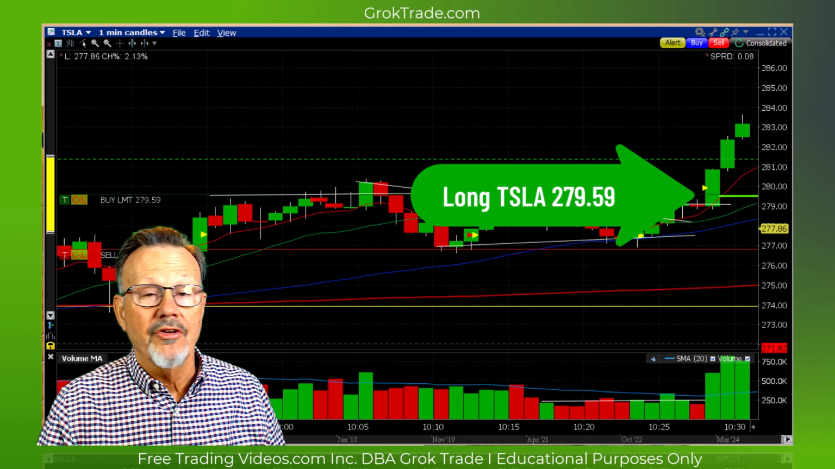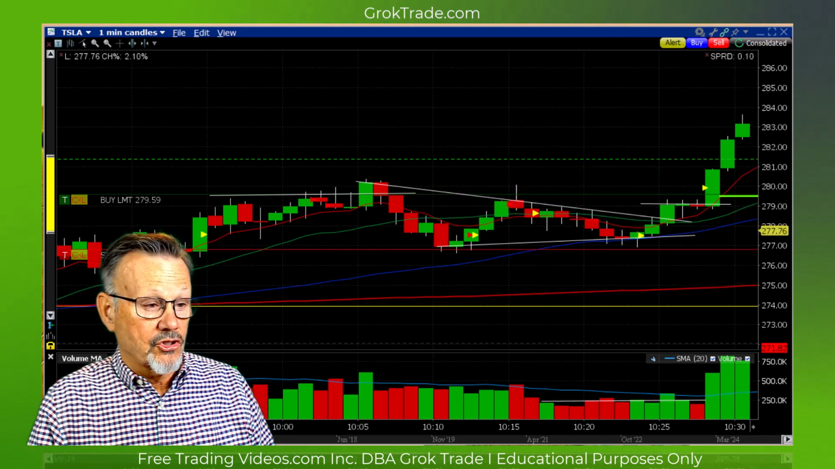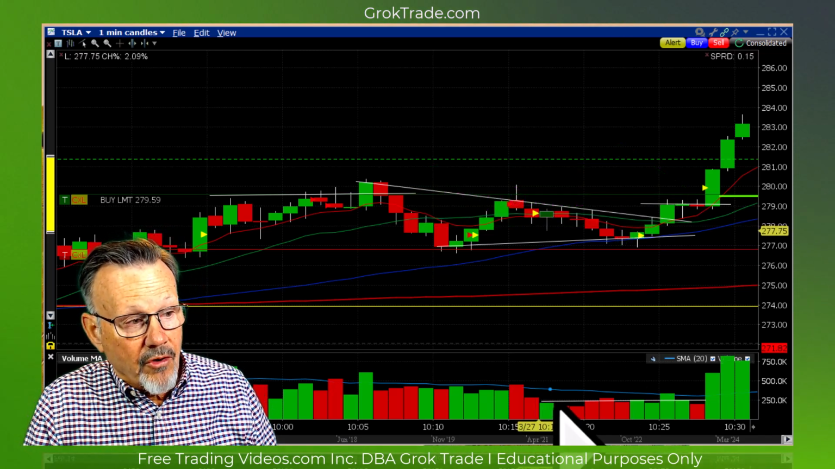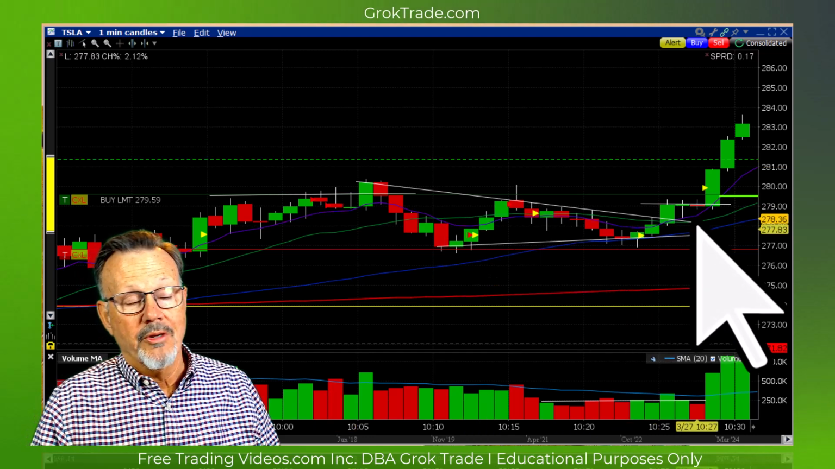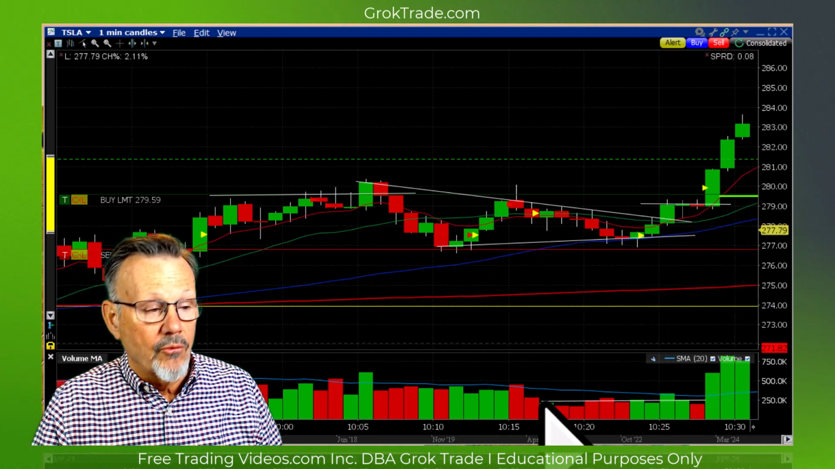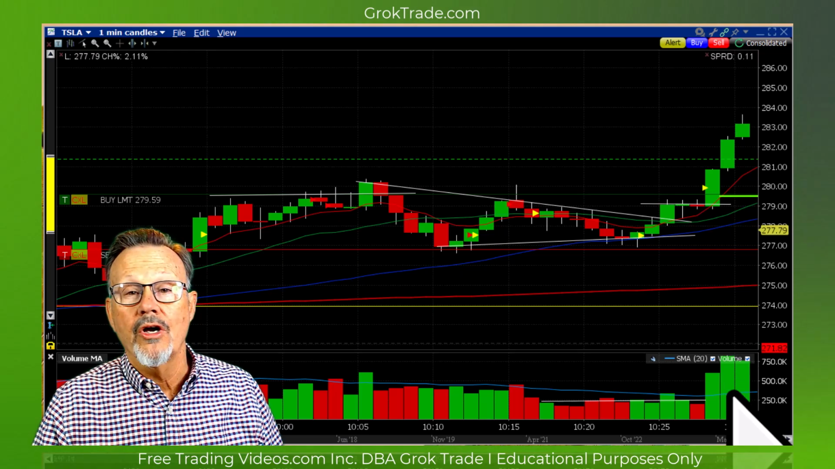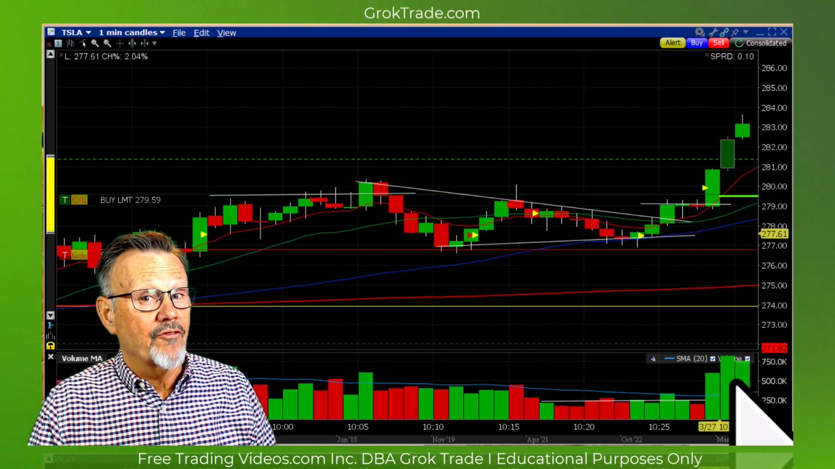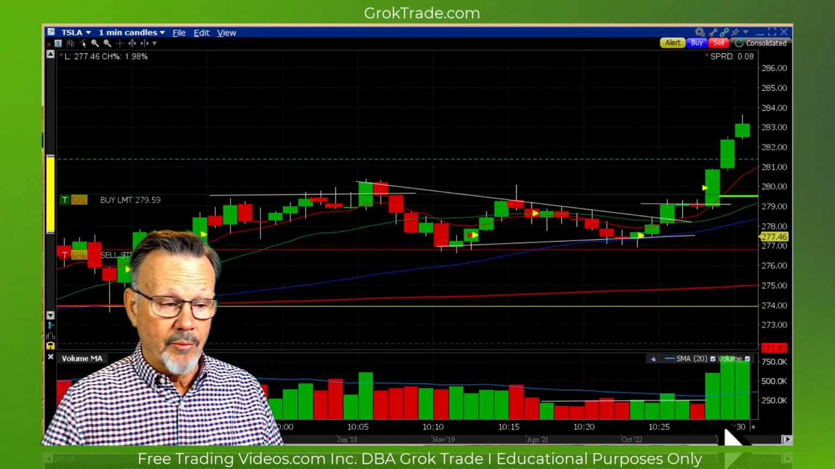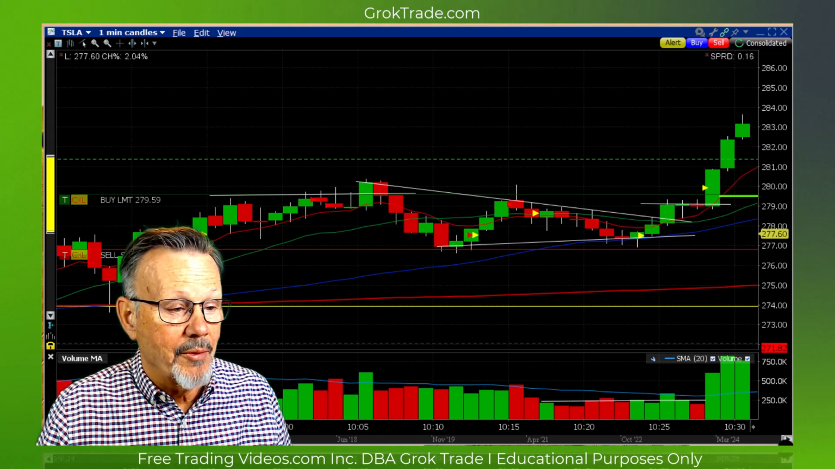Now take a look down here at the volume. Boom, boom, look, it's starting to move up. But look at how low the volume was when it was inside of this symmetrical triangle and basing right here. Really low volume, and then boom, look at the big volume coming in. That's confirmation that everybody else is jumping in at the same time. Let's see what happened next.